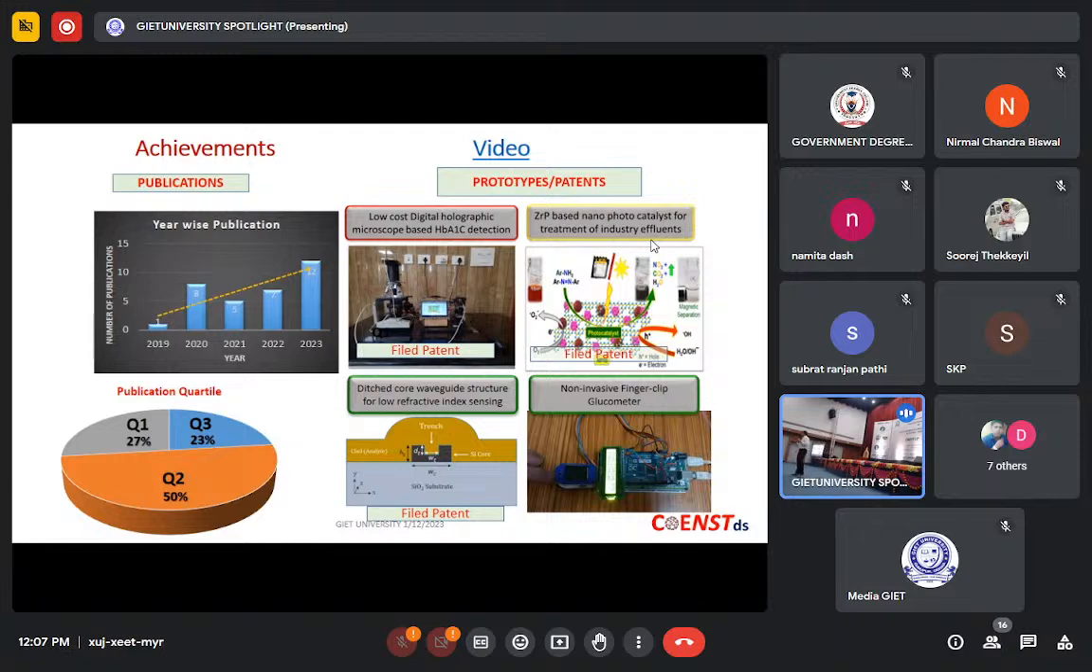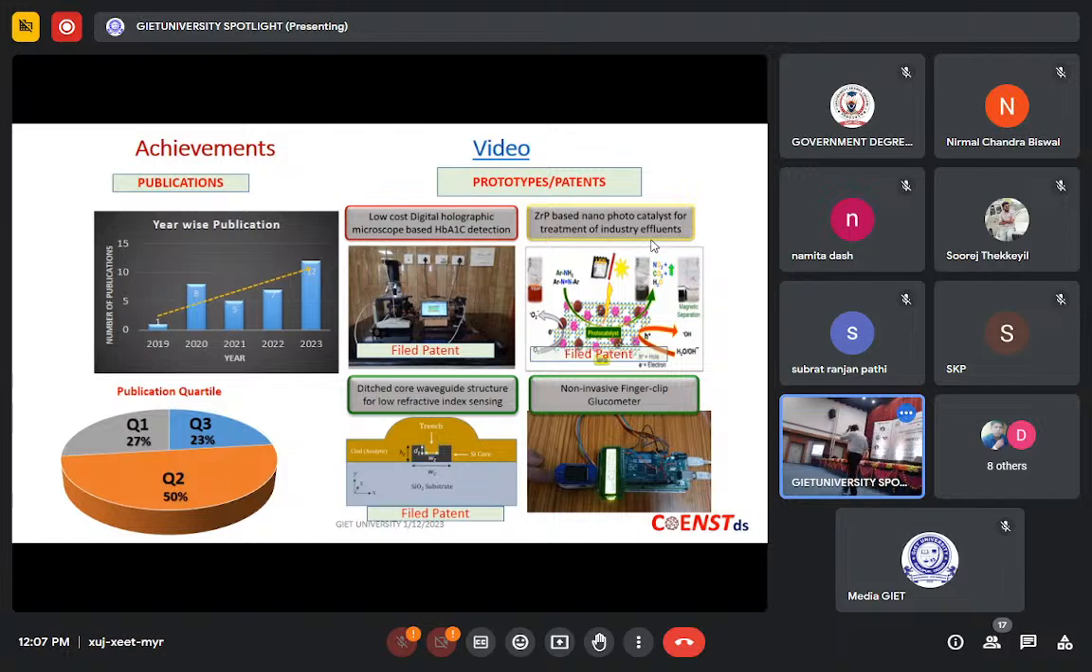So just make a comparison. The HbA1c equipment which is used nowadays is around 10 lakh, and the cost of this equipment is around 40,000. So that means an ordinary pathology center can afford this equipment and can find the HbA1c level at low cost. The second one is another prototype which is basically for treating industry effluent.